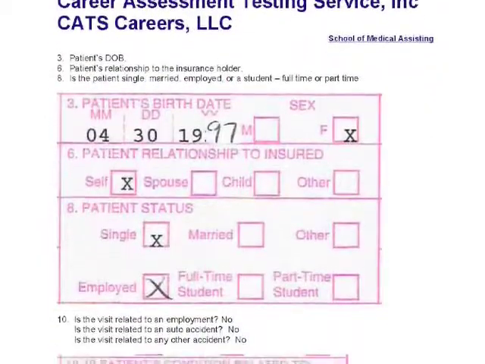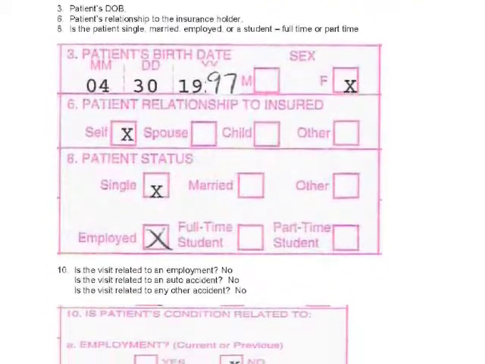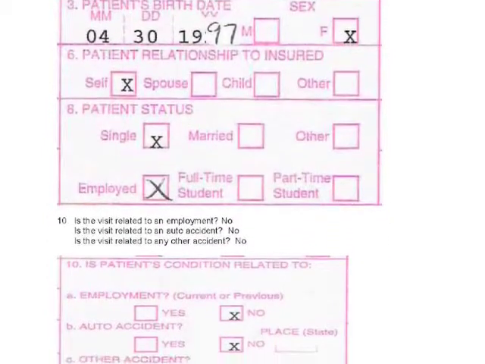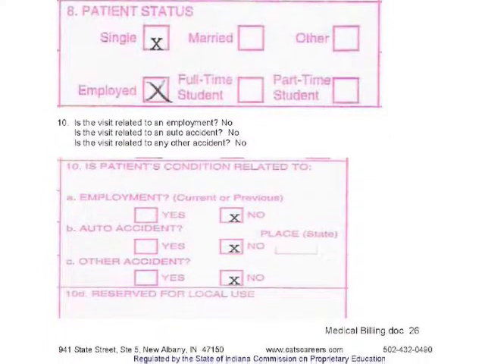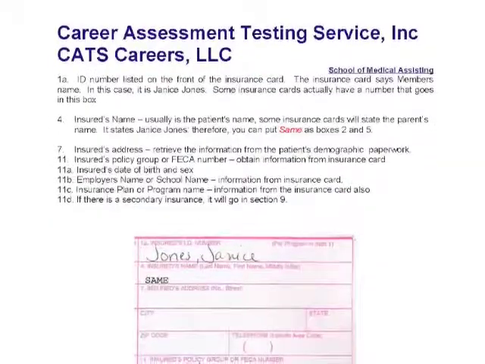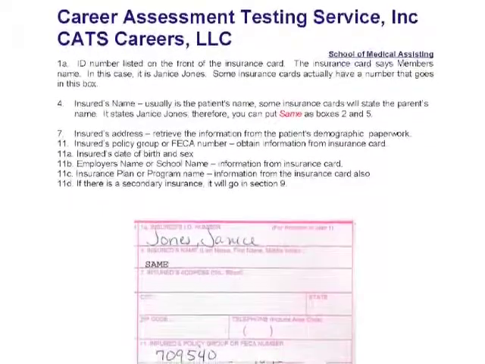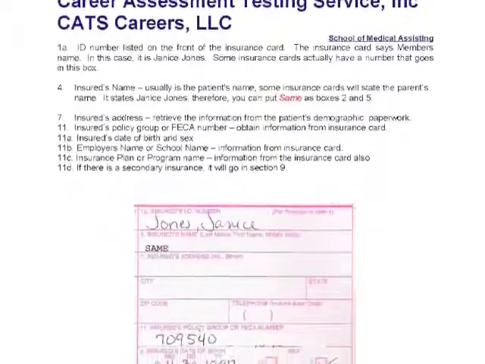Patient's date of birth, patient's insured as self, single, and employed. Block 10, none of the visits or this visit is not related to any accident. 1A, ID number, it came right off the card. Sometimes it's a patient's name, sometimes it's an actual number.